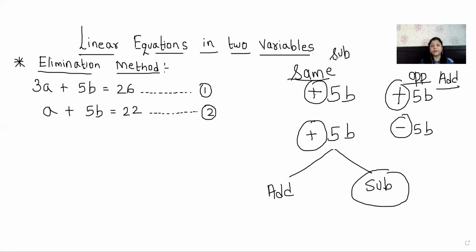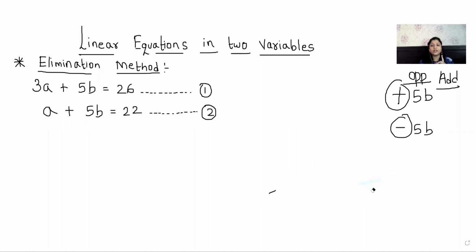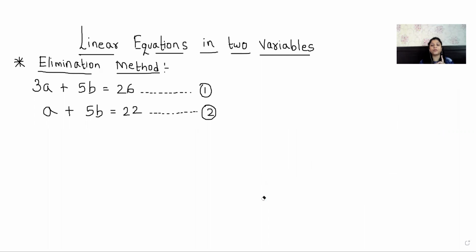I will be repeating this throughout as we solve linear equations by the elimination method. I will always ask you: same sign, so you have to answer subtract. Opposite sign, add. Same sign, subtract. Opposite sign, add. S for same, S for subtract. So remember this: terms having the same sign, to eliminate, subtract. Opposite sign, to eliminate, add. So here 5b has the same sign, so we are going to subtract.